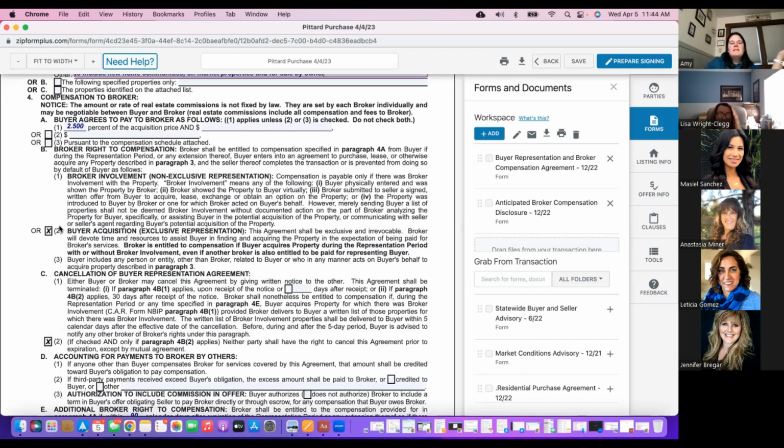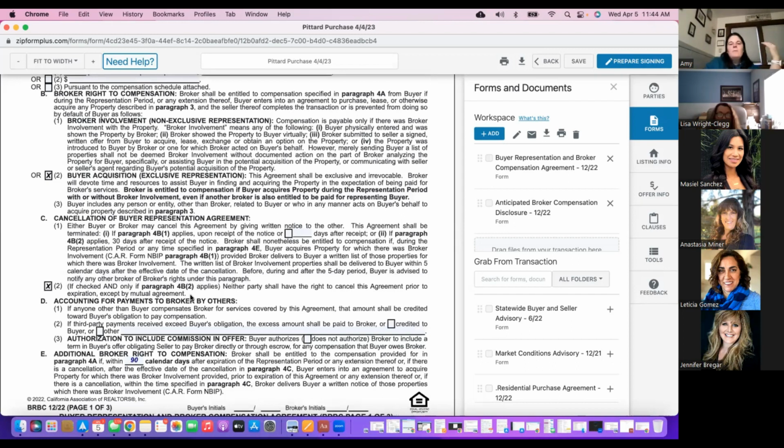This outlines that I'm going to represent you. It's exclusive representation, which means I'm going to represent you at any purchase of a property that you make anytime during this representation period, right? Anytime during this agency agreement. And you'd be like, cool. Okay, that makes sense. Cancellation.